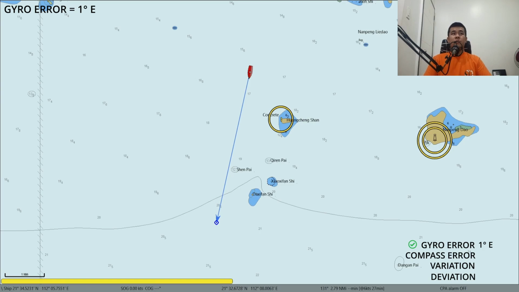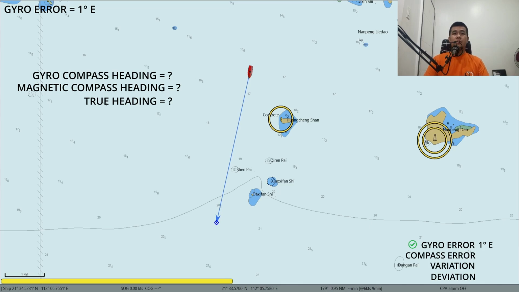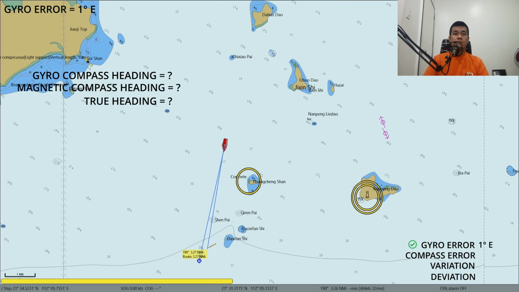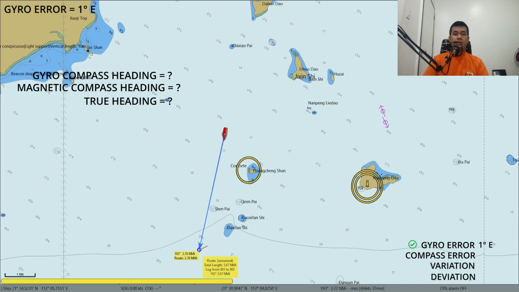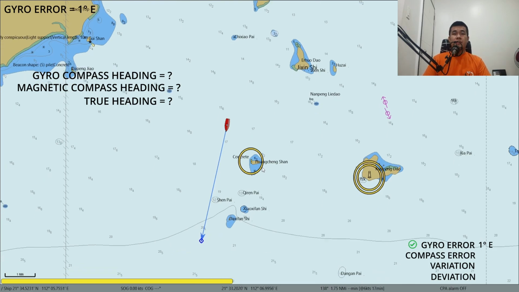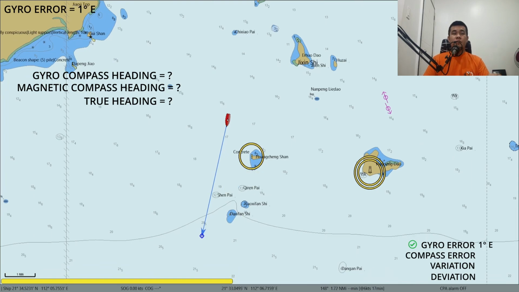Okay, so now we will be solving for compass error. For solving compass error, we need to get our true heading and our magnetic compass heading. Since we have two compasses on board, which are the gyro compass and the magnetic compass, we can obtain our gyro heading and magnetic compass heading. Again, using our measuring tool, 193 degrees. Now, our gyro compass heading is 193 degrees. And as for magnetic compass heading, I will be giving it a value of 186 degrees.